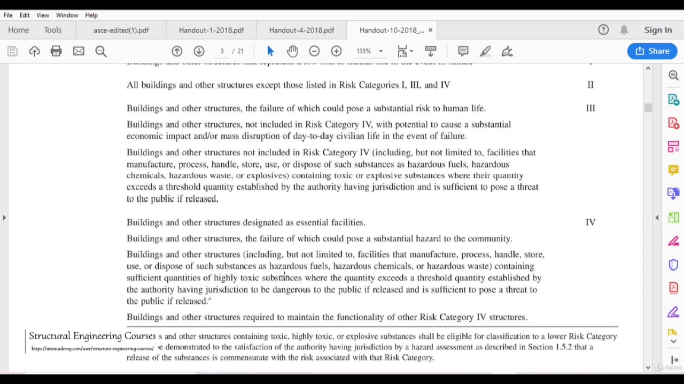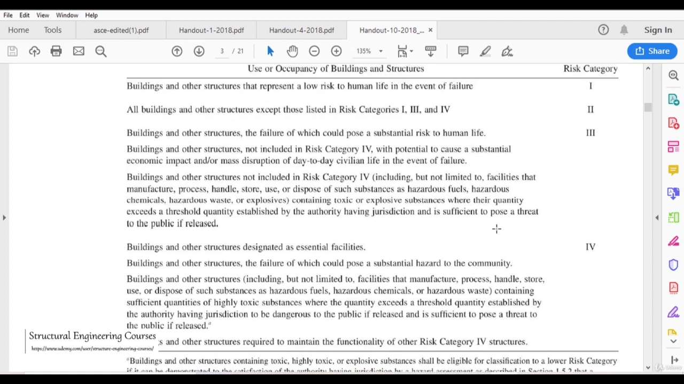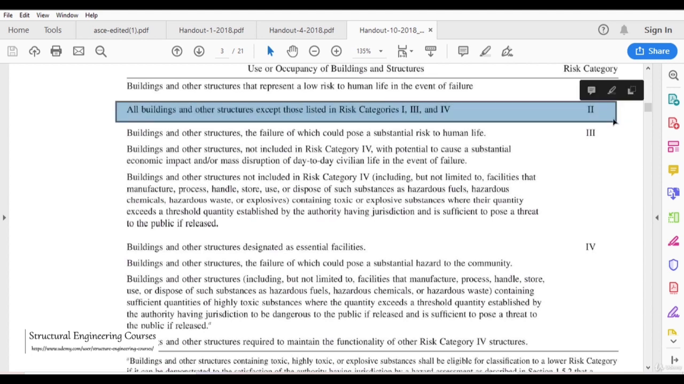So this is risk category number 4, risk category number 3, risk category number 2 and risk category number 1. Most of the time we are here in risk category number 2. So this is somewhat middle. If we are talking about simple structures, and we are not talking about nuclear power plants, or, let us say, metro stations, then we are dealing with risk category number 2 only.